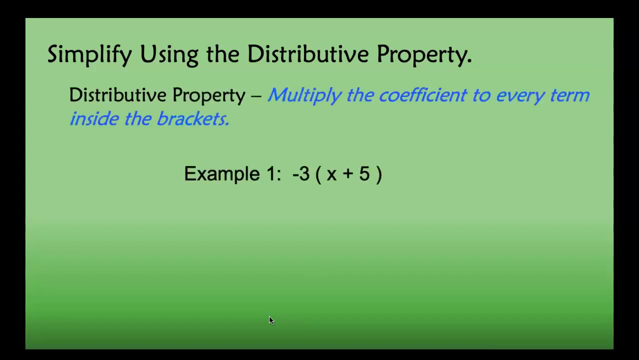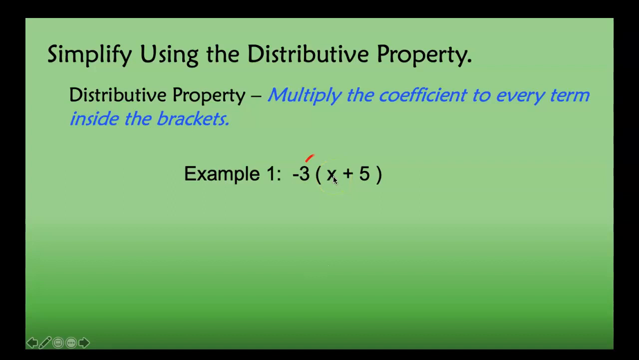You're going to use what you call the distributive property, wherein you multiply the coefficient to every term inside the brackets. For example, in what you see here, negative 3 is being multiplied to all the quantities inside the bracket, which is x plus 5. Negative 3 is the coefficient, and x plus 5 are the terms inside the bracket.